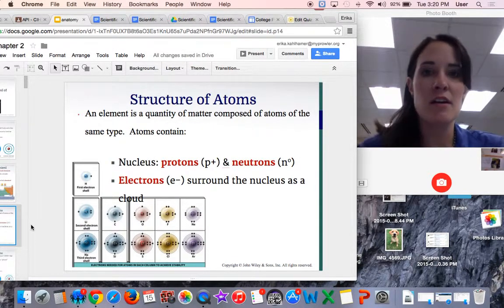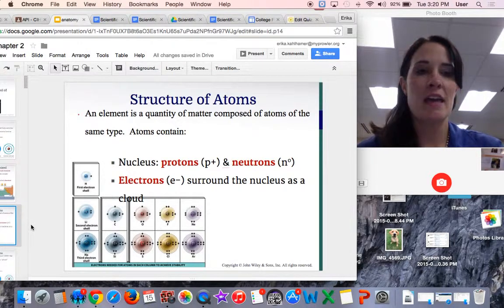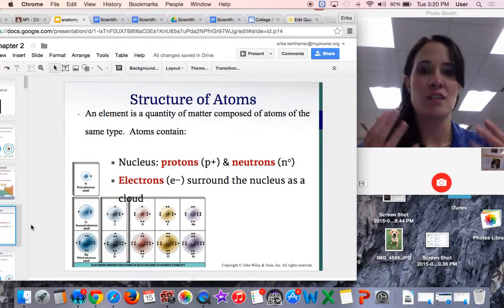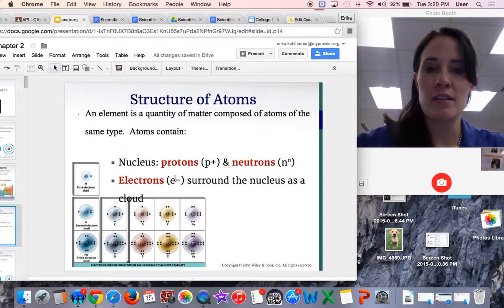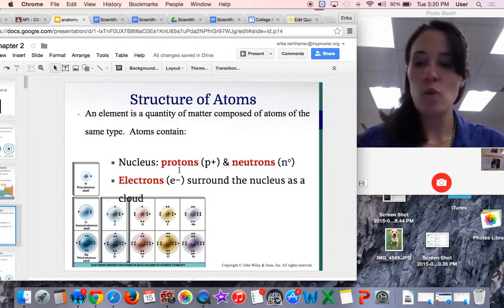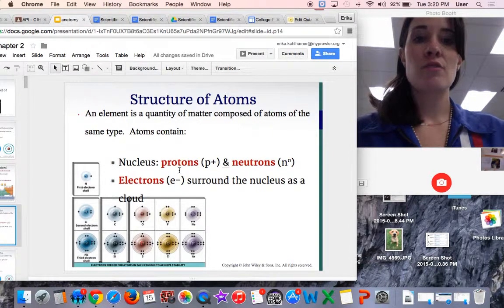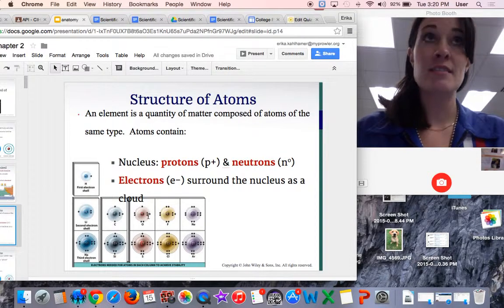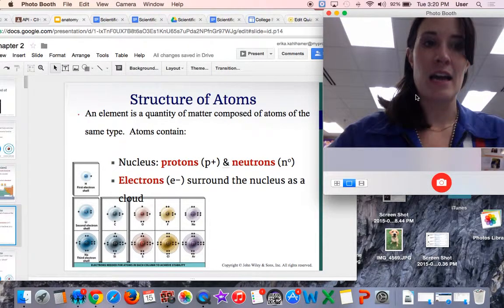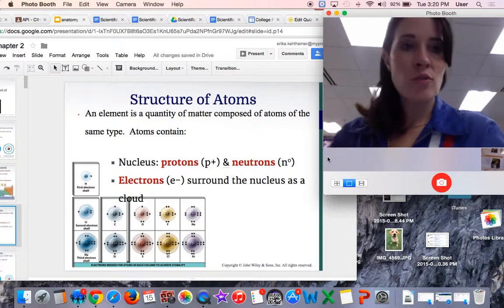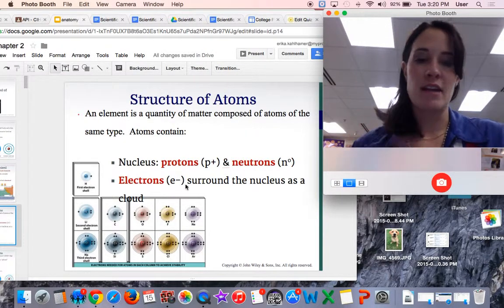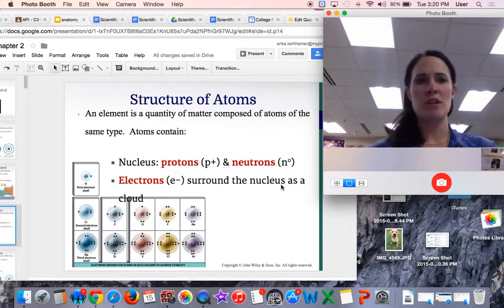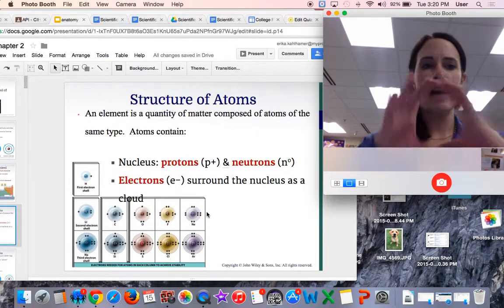So elements are composed of atoms, and an element like carbon is made up of carbon atoms, or oxygen is made up of oxygen atoms. In the nucleus, you have protons, which are positively charged, and neutrons, which don't have a charge. Those are in the nucleus, which means the center of the atom. Electrons surround the nucleus, and you can see a negative sign here. They have a negative charge. There's other terminology, but they're called shells, sometimes electron shells, sometimes they're called clouds, but they reside outside the nucleus.